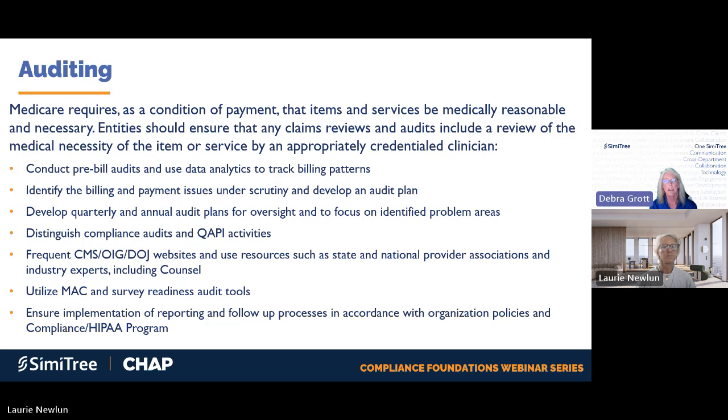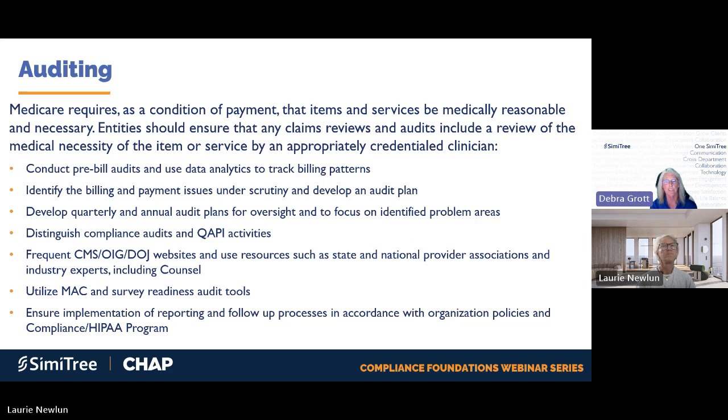You want to identify the billing and payment issues that are under scrutiny and develop a plan. So I suggest looking at those MACs, NGS, CGS, Palmetto, seeing what the latest and greatest denials are, and taking a look at what the activities are, what the focused audits are, because everybody, whether you're in home health or hospice, is going to be subjected to a TPE. And so you want to know what that scrutiny is so you can hone your auditing processes to ensure that you're looking for those focus areas that are going on.